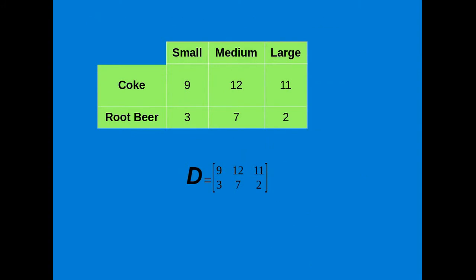So here we have our table put into the matrix D. Notice that in the matrix, we no longer have small, medium, and large for our column headings, and we no longer have Coke and root beer for our row headings. This information is just understood by the element's position inside the matrix D. For example, we just have to remember that the value 2 in the lower right means number of large root beers sold.